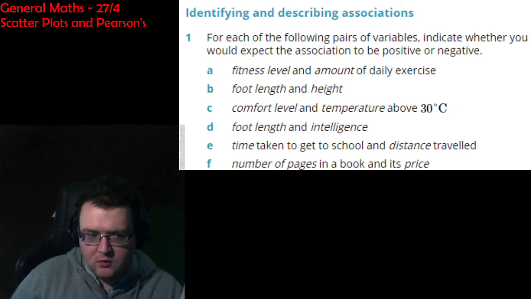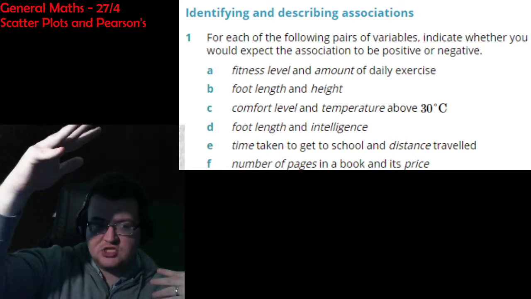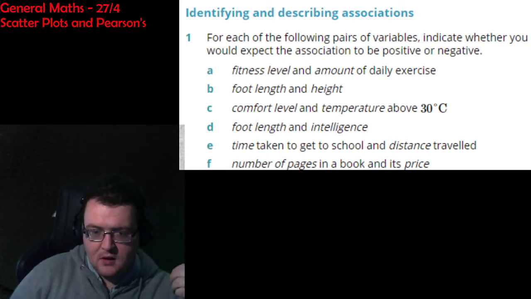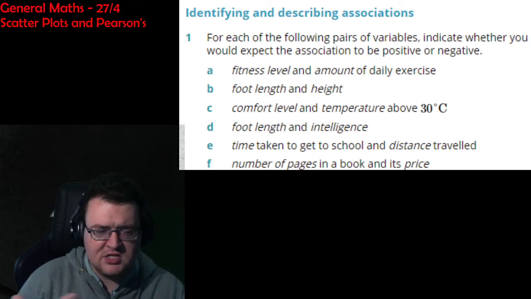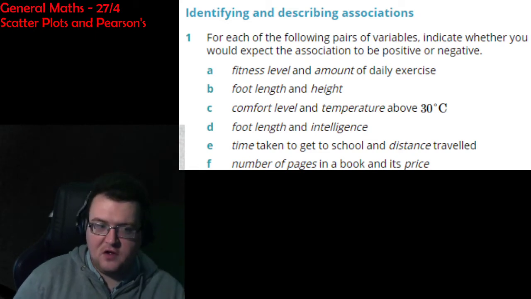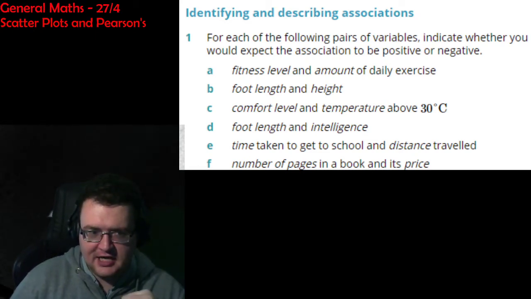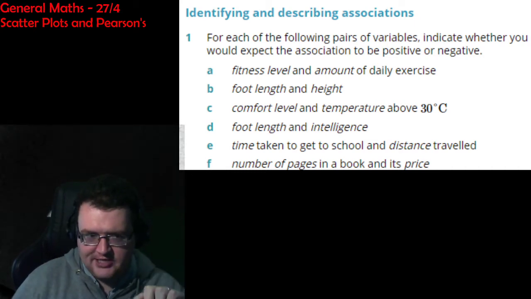You could have two people both take half an hour to get to school, but one drives from 30 kilometers away, the other one walks from 10 kilometers away. Point is that you can't make that big of an association because there's a third factor sitting outside of it all that's affecting things. All right. Now, I would say that yes, there is a positive association between it. The further away you are from school, the longer it's going to take. That's fair enough. But there's a third factor, and we're going to talk about that in some of the later chapters. And then the number of pages in a book and its price.